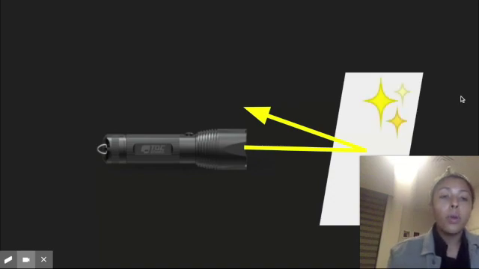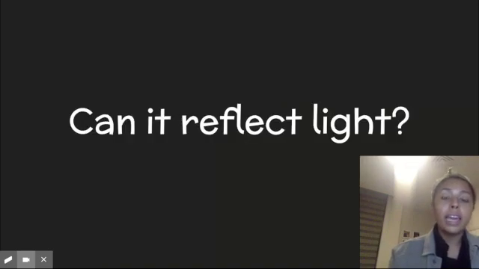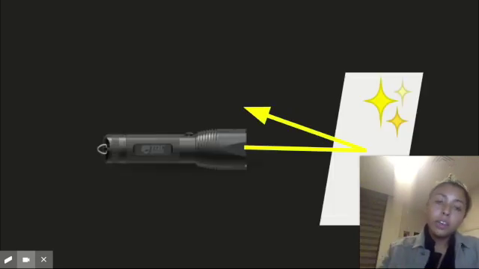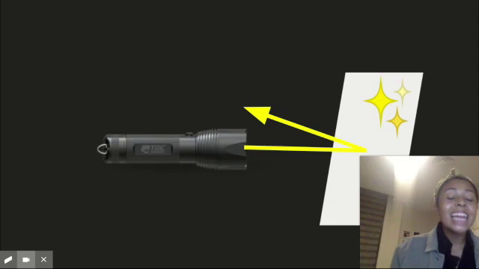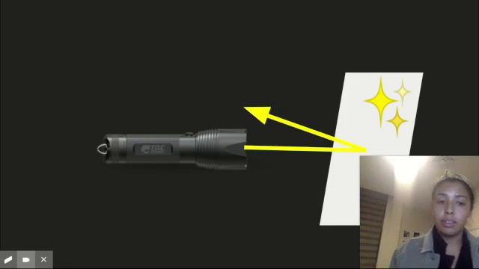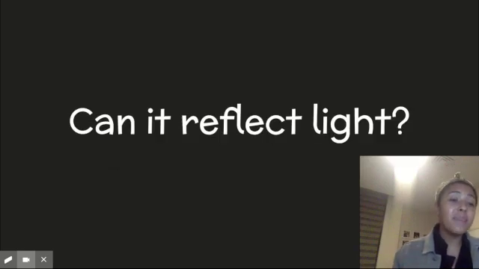So we are going to play a game called Can It Reflect Light? We might remember that there are certain kinds of objects that reflect light. Are these objects shiny or dull? Yep, these objects are shiny. So that means when we're playing this game, you're going to be looking for those shiny objects because you know those are the kinds of objects that reflect light.